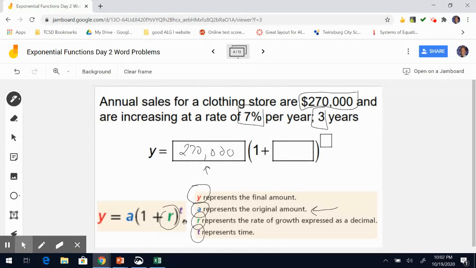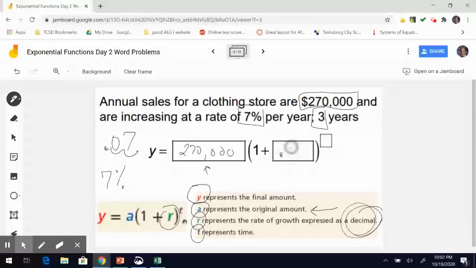R is the rate, and again, I'm going to highlight this word right here. We have a decimal, so if we have 7%, remember we have to move that decimal point 2 spots to the left. So if we have 7 here, here's a decimal point, 1, 2. We have 0.07. So that's going to be my growth factor, 1 plus 0.07 or 1.07. And then the last but not least, we can check this box off, check this box off. 3 years is going to be my exponent. So again, these are called exponential functions because we have an exponent that is a variable.